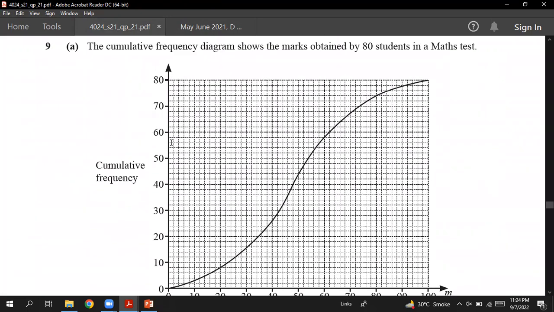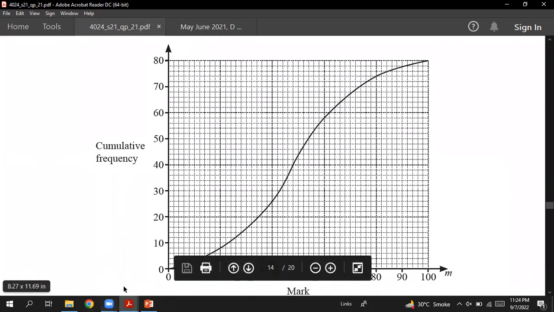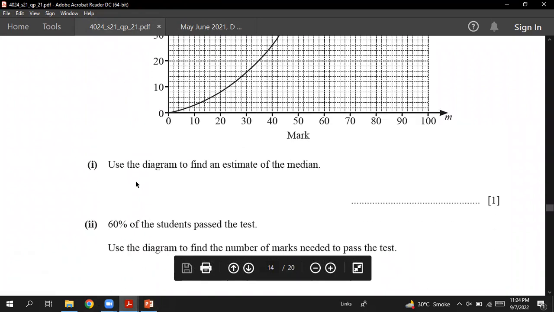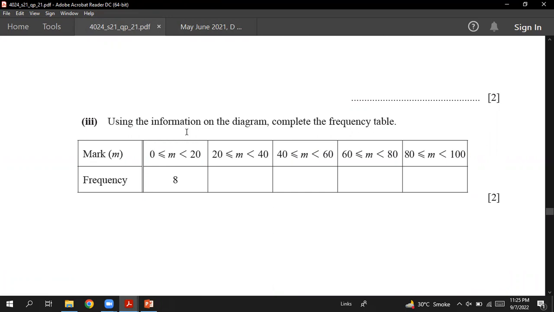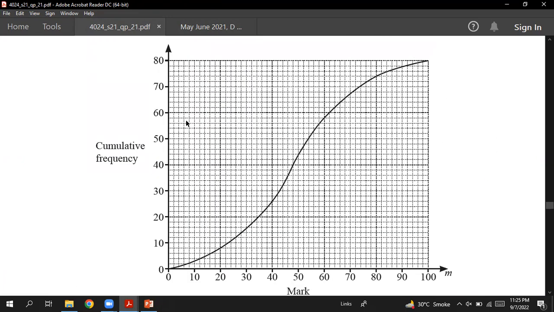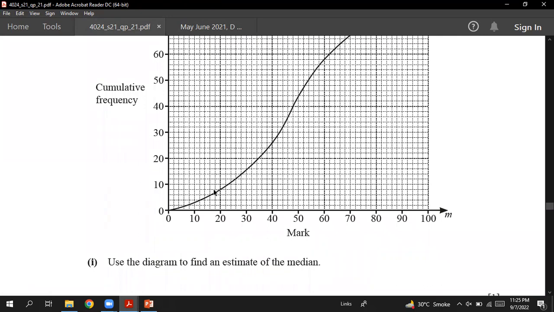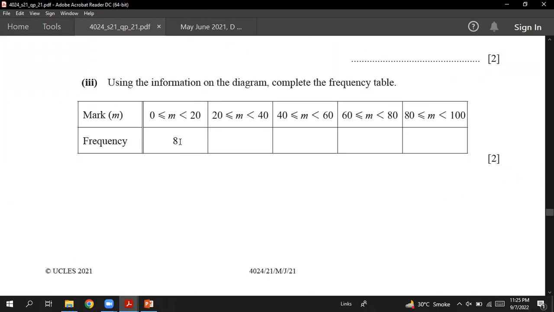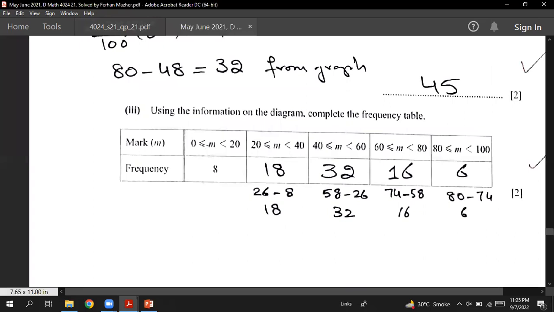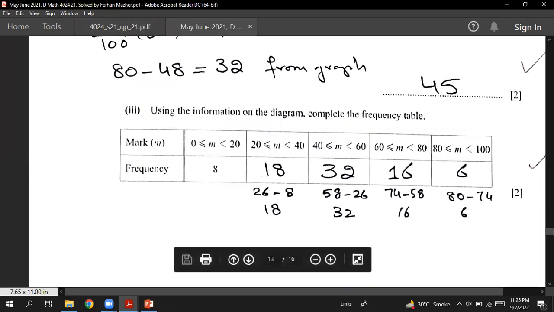So how you do this is very simple. You check what is the cumulative frequency at 0 and at 20, and then you subtract them. So at 0, you have 0. At 20, it is, I think, 8. So from 8, you will subtract 0, you will get 8. Check the cumulative frequency at 20 and at 40, and then subtract them from each other. So you will have 26 and 8, and you subtract them, you get 18.